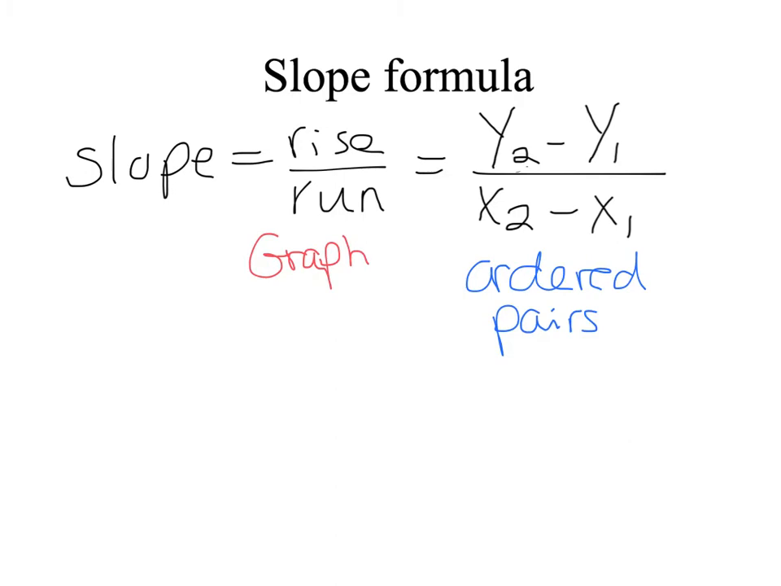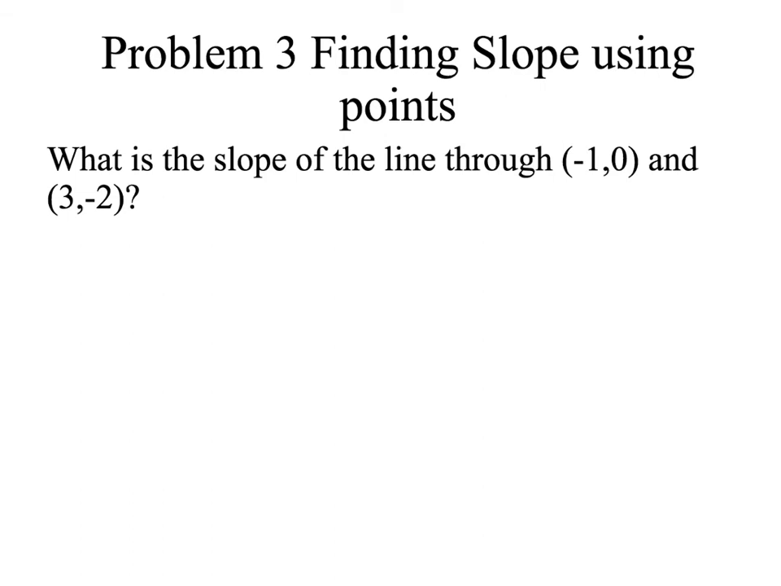divided by x2 minus x1. And I'll show you what that means, but just make sure you have all of that copied down. Okay, so what is the slope of the line through these two ordered pairs? If we have the ordered pairs (-1, 0) and (3, -2).